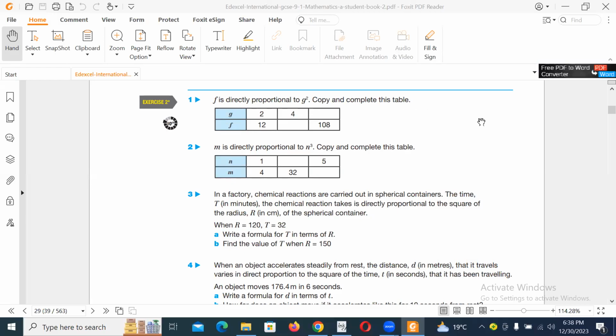Hi guys, today we'll discuss directly proportional as well as inversely proportional concept. So here we have question number one, and it is f is directly proportional to g squared. Copy and complete the table.